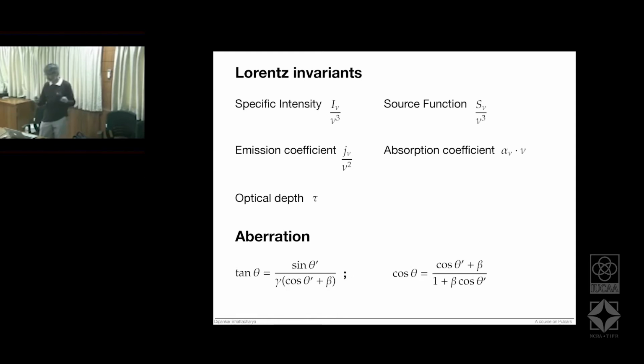Then in the radiative transfer equation you have these other intrinsic quantities called the emission coefficient and absorption coefficient, and they transform like this. Emission coefficient j_nu over nu squared is Lorentz invariant, and absorption coefficient alpha_nu times nu is Lorentz invariant. So as you can see, the source function is j_nu over alpha_nu, and you get S_nu over nu cubed also as Lorentz invariant.